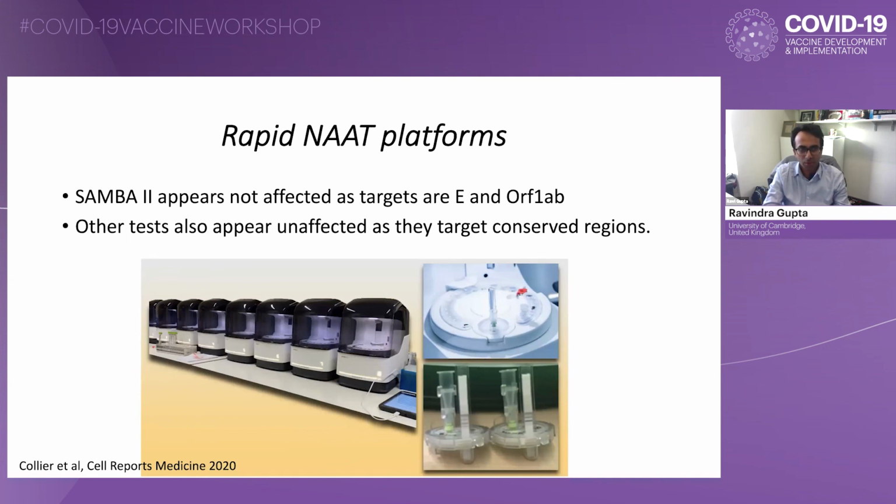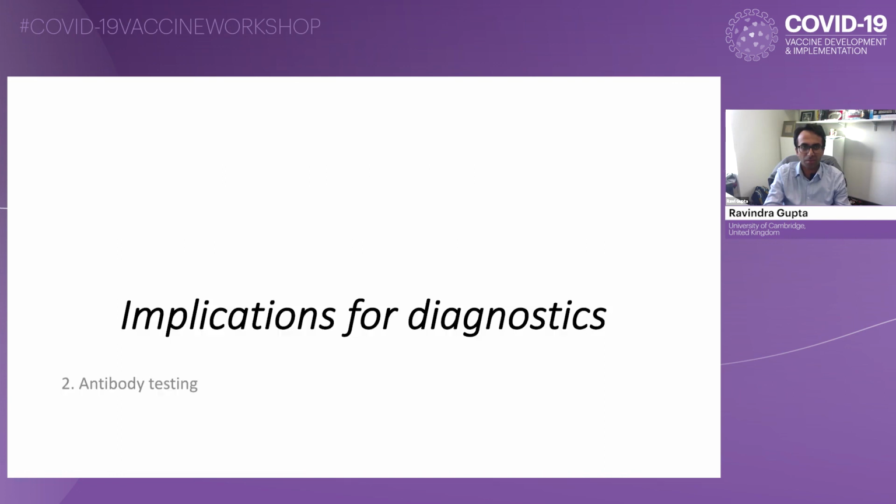What about rapid nucleic acid testing platforms? The SAMBA II platform that we validated last year appears not to be affected. This is a test that gives you a turnaround time of 1.5 hours. Unfortunately, it only does one sample at a time, but multiple machines can obviously increase your throughput. This test uses the E gene and the ORF1a, and therefore is unaffected by the B.1.1.7 variant.